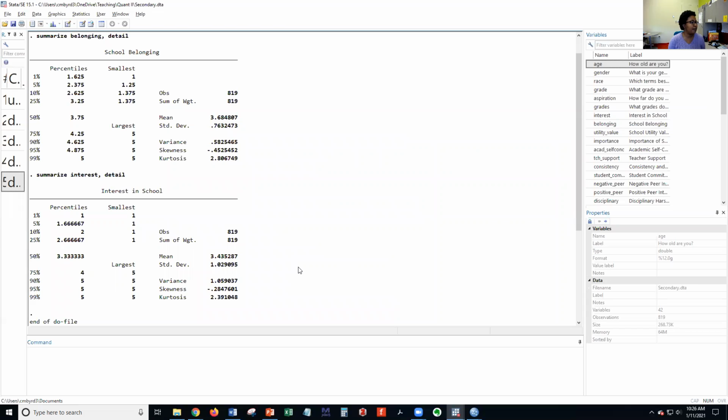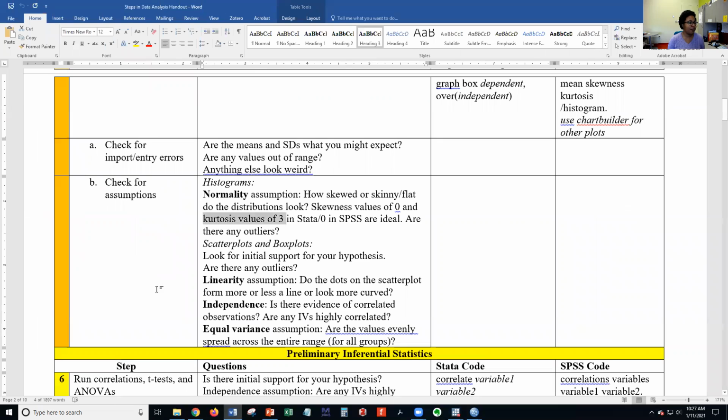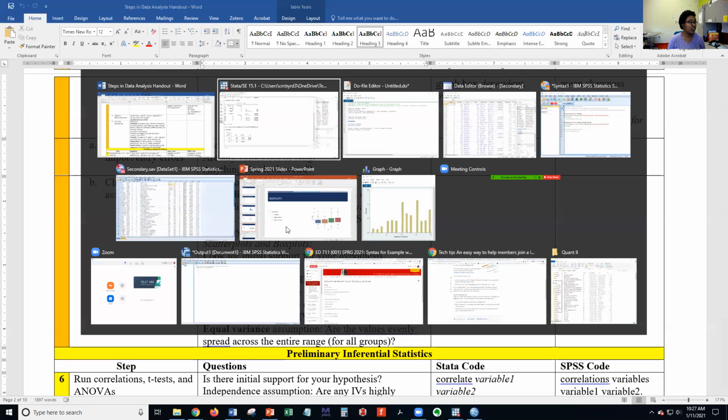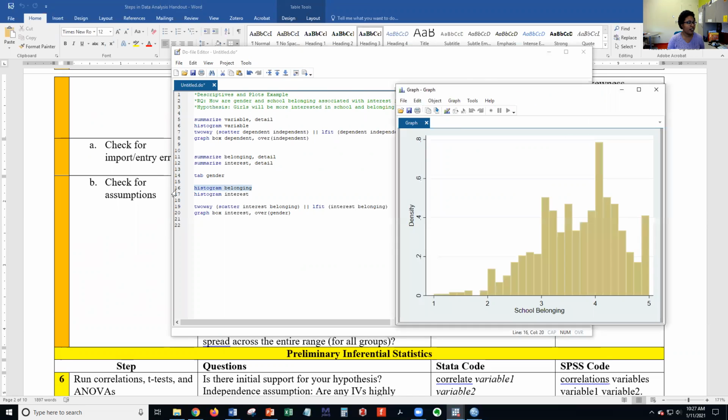Still not extreme. And for gender here, we're not really looking for a lot since there's only 2 categories. And in this data set, we would know from the way that the data was collected that we were trying to get about even split in gender. And so you can see that here, 55% girls, 45% boys. So that is what we would expect. So nothing looks weird so far. So we are ready to run our histograms and look a little bit deeper into this normality assumption. So start with belonging. Here is our histogram.